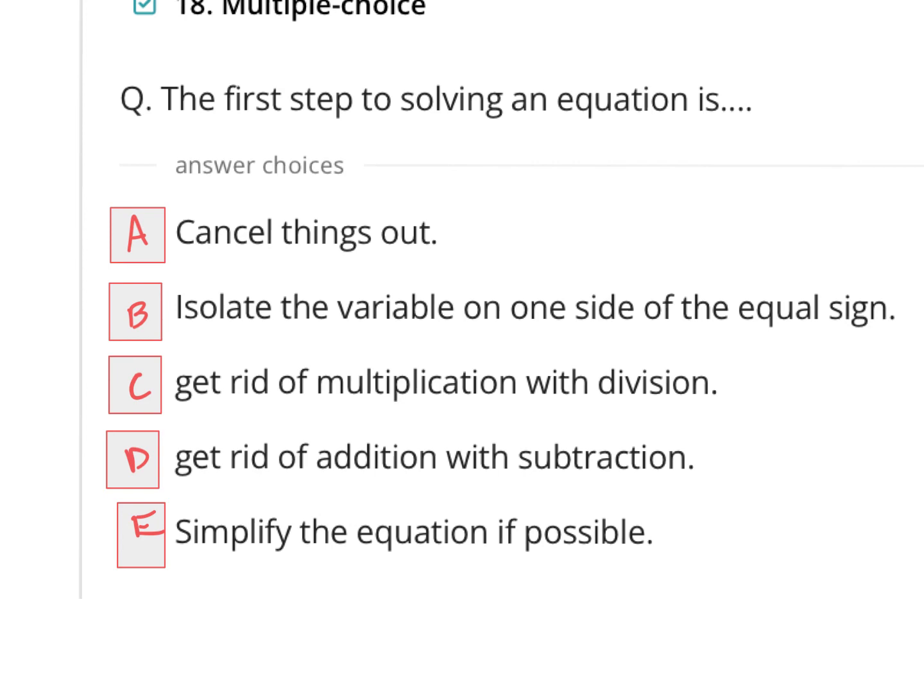On this question, it reads, the first step to solving an equation is... the first thing you should do is not think about the overall goal to get x by itself. That's not what you should do. You got to check and see if you could actually make it more simple. Is there any distributive property? Is there any combining like terms? So the correct answer is, in this case, simplify. Simplify the equation if possible. That means do distributive property and or combining like terms.